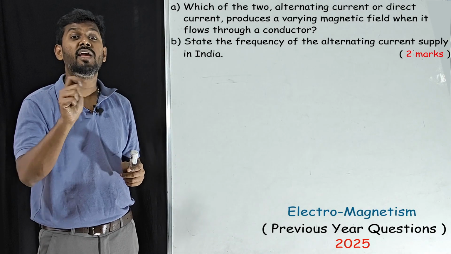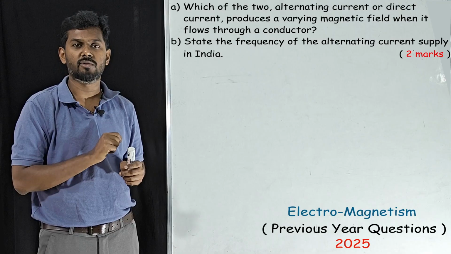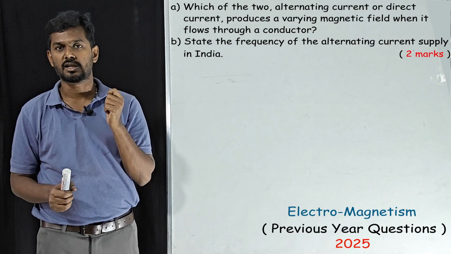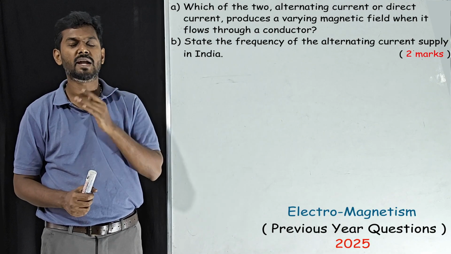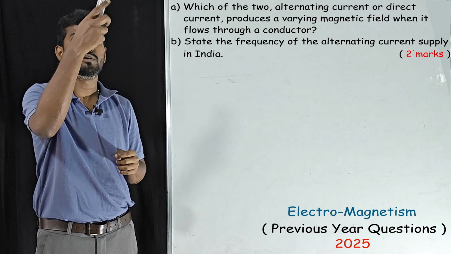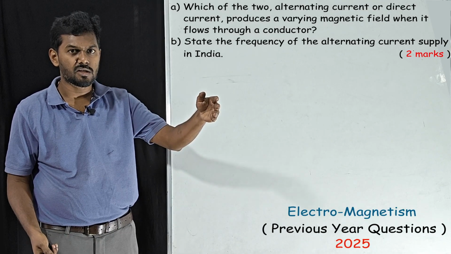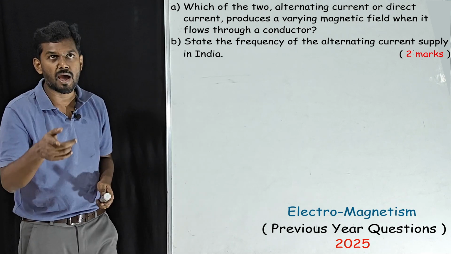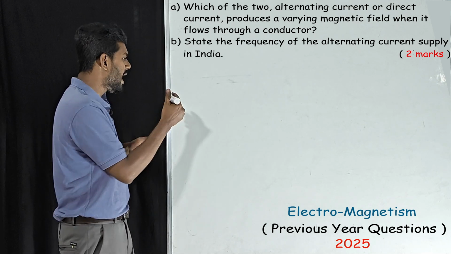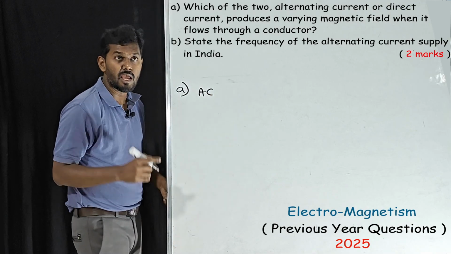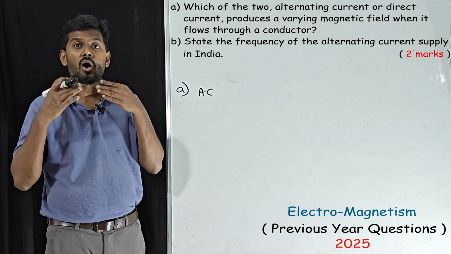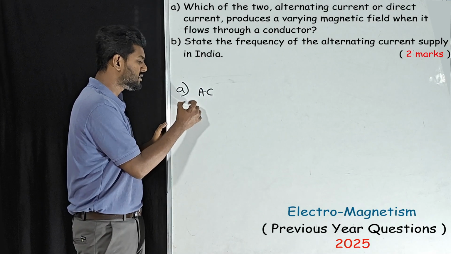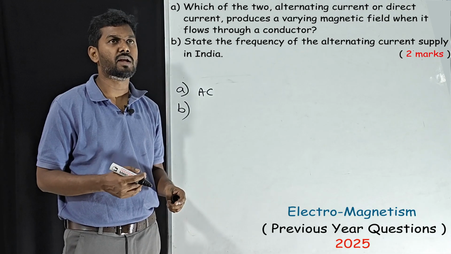But what do we want? Varying magnetic field. For the varying magnetic field, we have to give AC current. Why? Because AC current flows in both directions. If the direction is getting varied, the magnetic field will also be varied. If I give a direct current, it passes in only one direction, so the magnetic field will be constant. In this question, we want varying magnetic field. If they are asking for varying magnetic field, the answer is AC current. If they are asking you to find the constant magnetic field, the answer will be direct current. Keep that in mind.